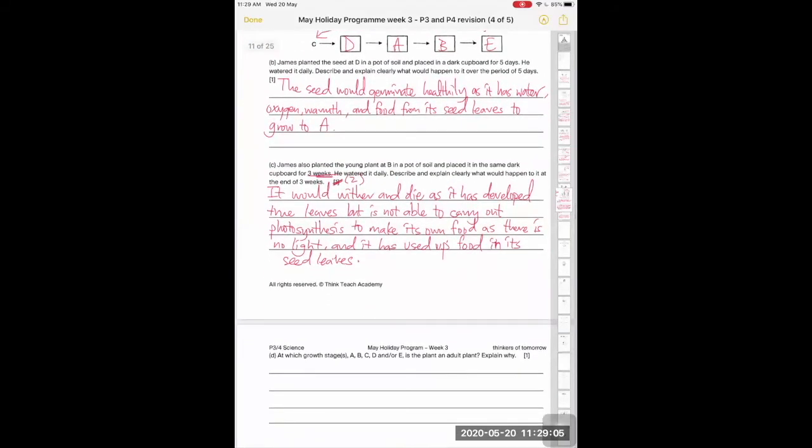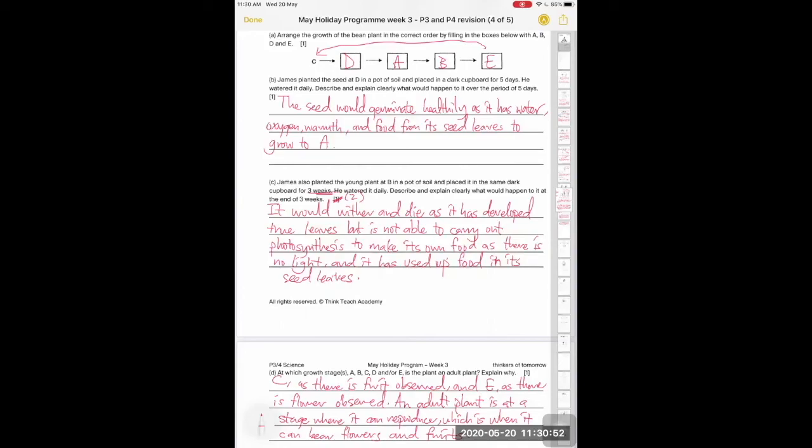Okay, so we'll go on to the next one for part D. At which stage is it an adult plant? So you need to say that it is C and E. That will be your answer for D. You need to write C as there is fruit observed and E as there is flower observed. Adult plant is at a stage where it can reproduce, which is when it can bear flower and fruit. Okay, so with that, you'll have the answer for 9.